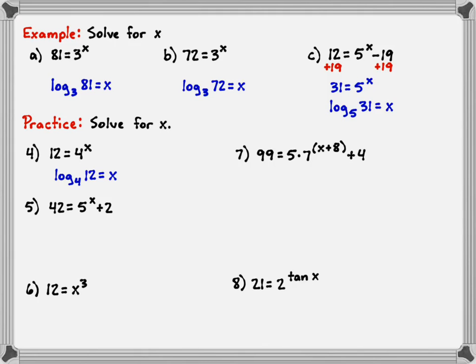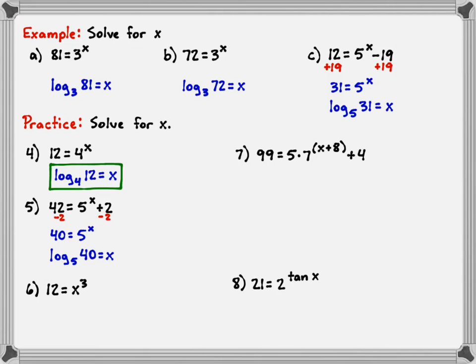For number 5, we can't get x by itself by taking the log first. We have to get rid of the plus 2 first. So we're going to subtract 2 from both sides. And so we end up with 40 equals 5 to the x. And then when I rewrite this as a logarithm, it'll say log base 5 of 40, and that's going to be equal to x. So just getting practice rewriting logs using the definition of a logarithm.